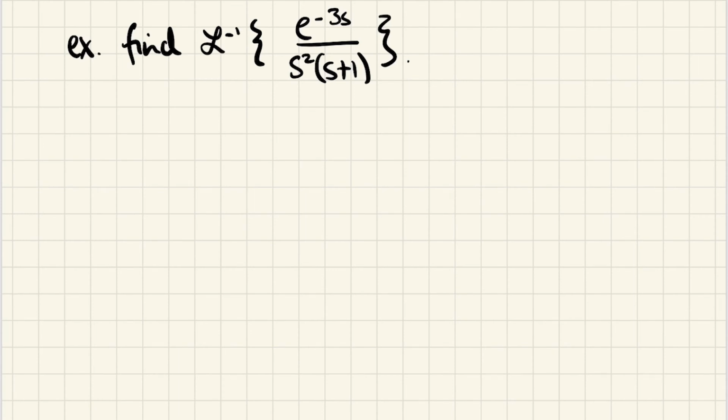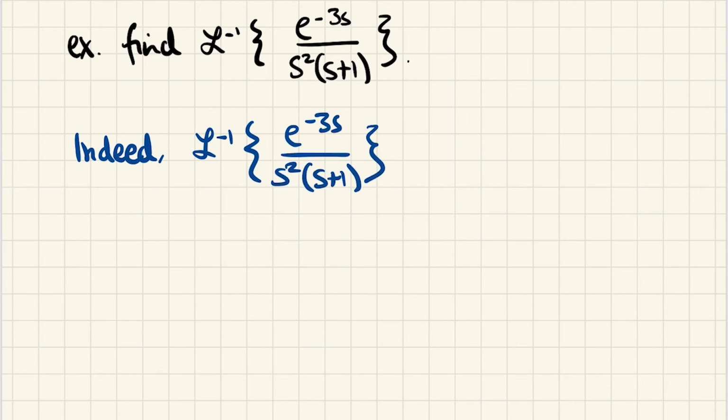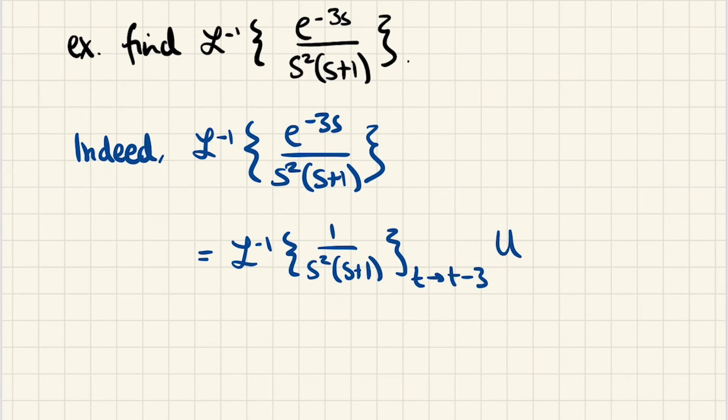Okay, so we're finding the inverse Laplace transform of an expression involving e to the negative stuff. So that means that we're going to probably need the second translation theorem, and our answer will be in terms of the unit step function offset by t minus 3. So this thing here is going to equal the inverse Laplace transform of simply 1 over s squared times s plus 1, and with t replaced by t minus 3. And this is multiplied by the unit step function of t minus 3.